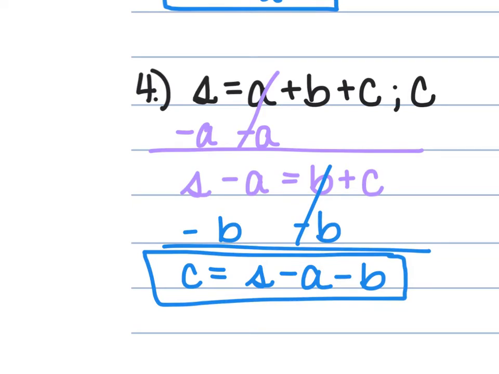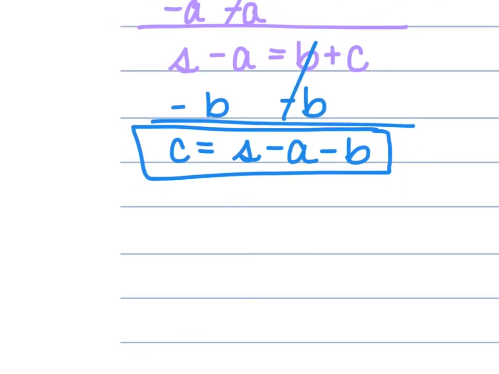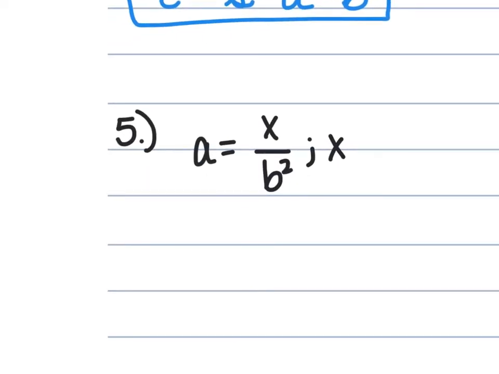All right, so for 5, they give us a is equal to x over b squared, and we're getting x by itself. So from here, if we want to rewrite this, we can. We have a is equal to x over b squared. We want to get x by itself. Right now it's being divided by b squared, so we're going to do the opposite of that division, and we're going to multiply each side by b squared.